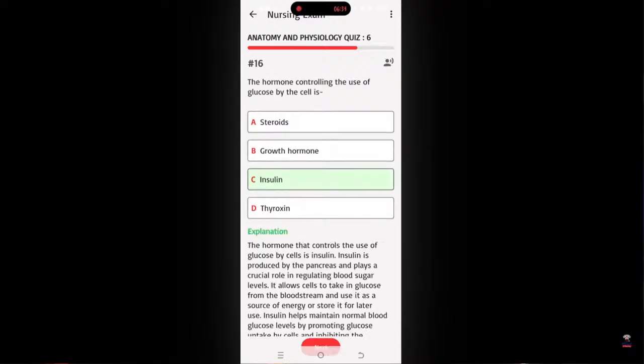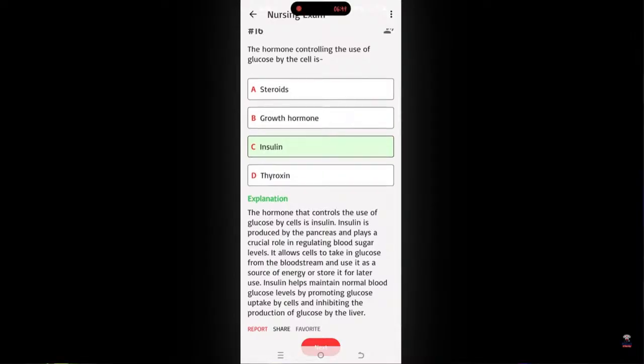Correct answer. The hormone that controls the use of glucose by cells is insulin. Insulin is produced by the pancreas and plays a crucial role in regulating blood sugar levels. It allows cells to take in glucose from the bloodstream and use it as a source of energy or store it for later use. Insulin helps maintain normal blood glucose levels by promoting glucose uptake by cells and inhibiting the production of glucose by the liver.